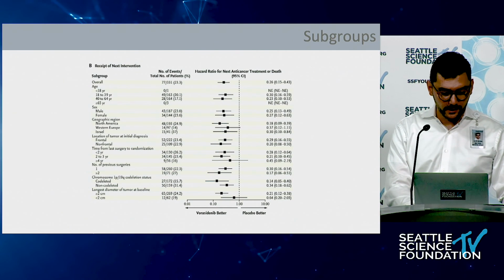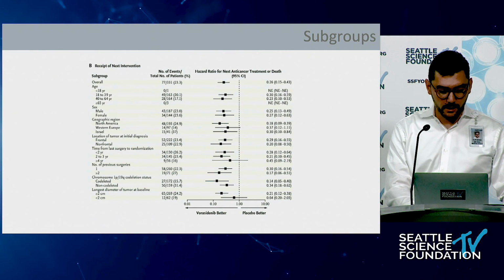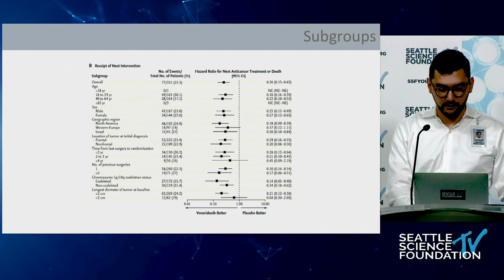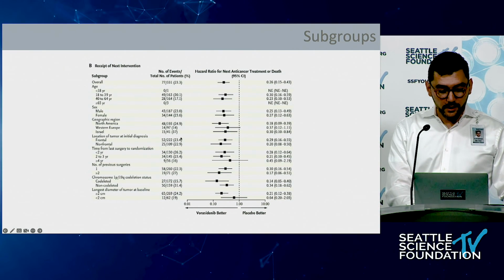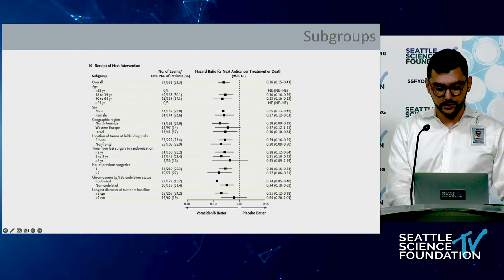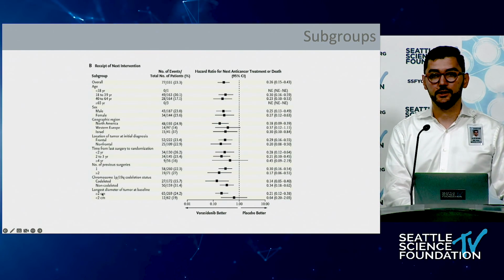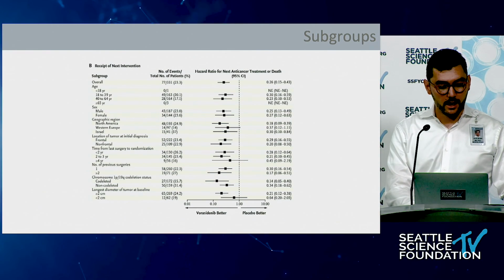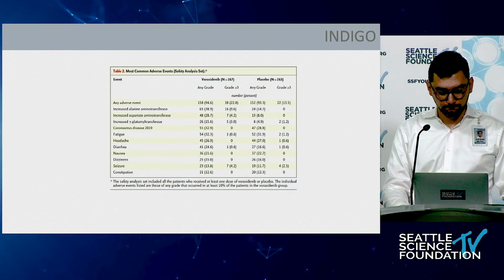This is the subgroup analysis just to show you that the data were not driven by any particular subgroup. What I thought was interesting was here, if you look at this last category, it did seem that actually larger tumors benefited more, which you almost never see in neuro-oncology. So I found that pretty striking, but that was the one thing that jumped out at me.